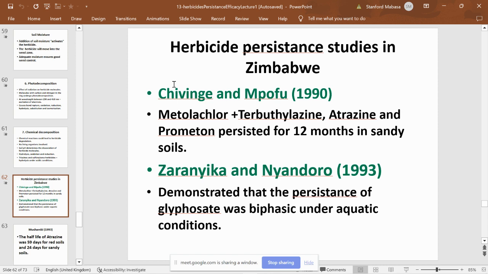Zaranyika and Nyandoro in 1993 demonstrated the persistence of glyphosate under aquatic conditions. They said that during the first few weeks there's a rapid disappearance of glyphosate, and then it slowly disappears with time.